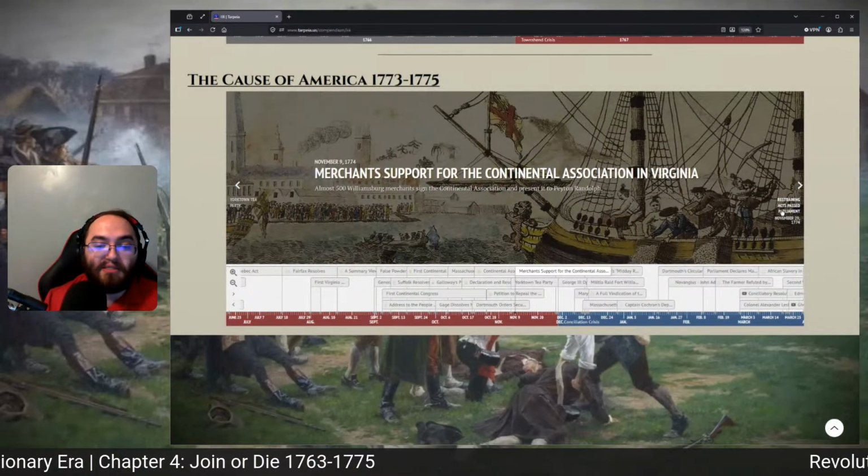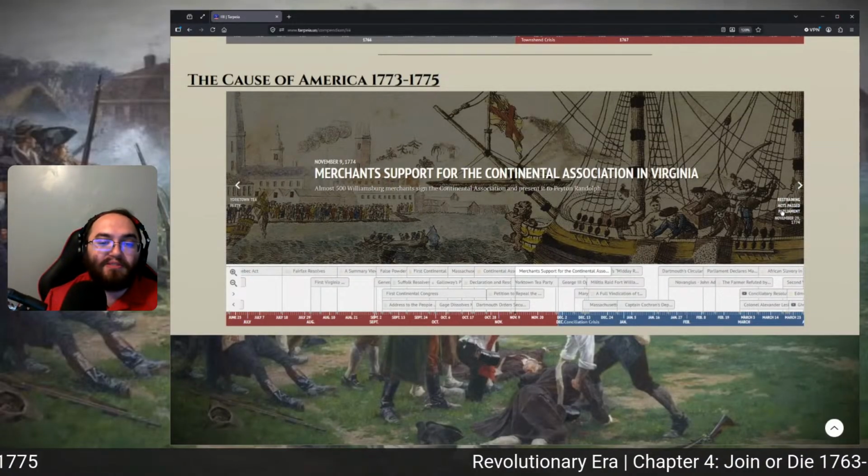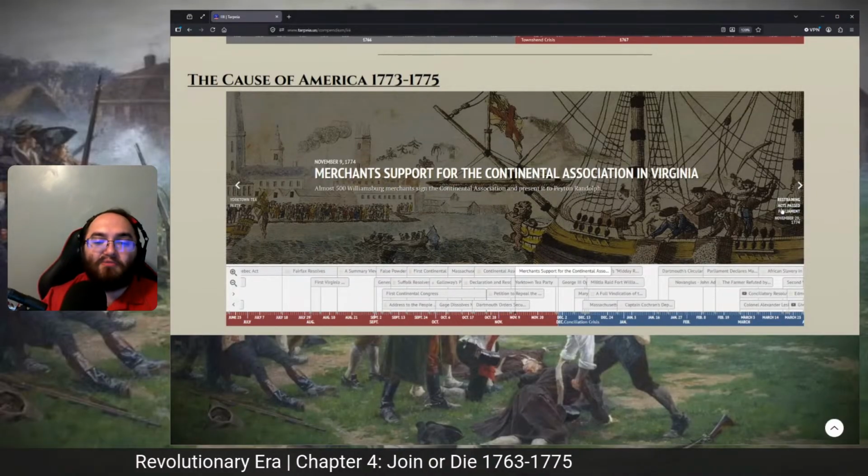Merchants will support the Continental Association in Virginia. Almost 500 Williamsburg merchants sign the Continental Association and present it to Peyton Randolph.